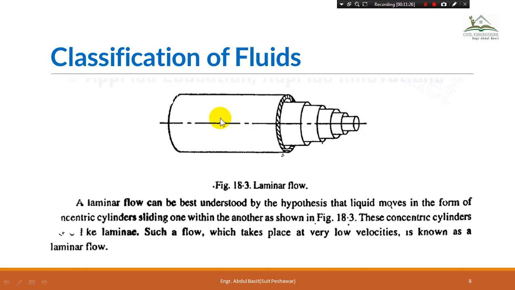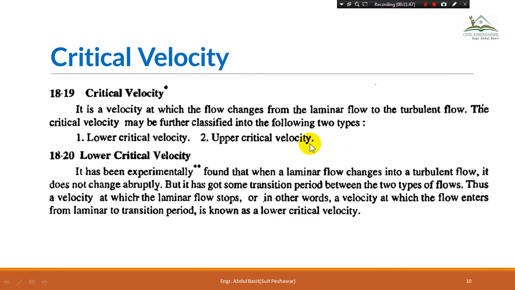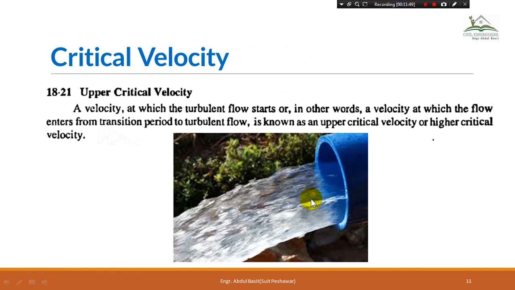And whenever there is a flow of fluid in this pipe, this external one is the pipe, so when the fluid is flowing through this pipe, all the layers will follow their own path. This cylinder is flowing on its own path, this one is on its own path, this one is on its own. In the case of laminar flow, this will be the case.